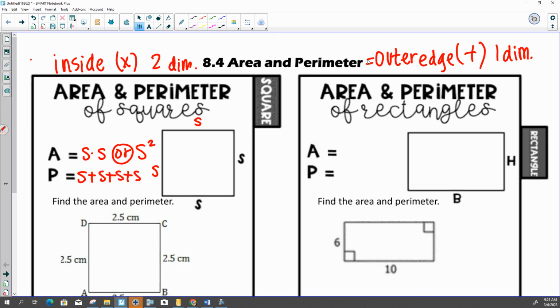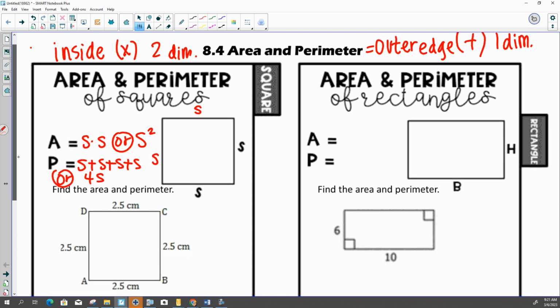Is there a shortcut to that one? Yes. What's S plus S plus S plus S? How many S's is that? You can do 4S on squares. I don't love the shortcuts. I think they make it more confusing. But some people really like that.